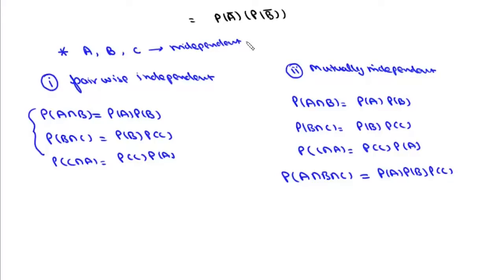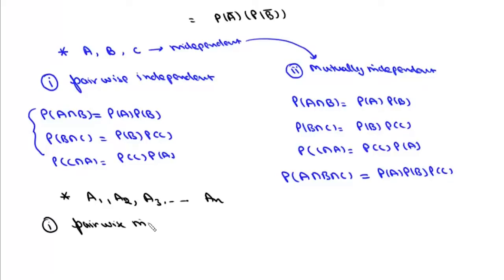Then loosely speaking, we say they are mutually independent. And we can generalize this concept for n events. Say we have events A1, A2, A3 up to An. So if they are pairwise independent, then probability of Ai intersection Aj is equal to probability of Ai into probability of Aj, where i is unequal to j.